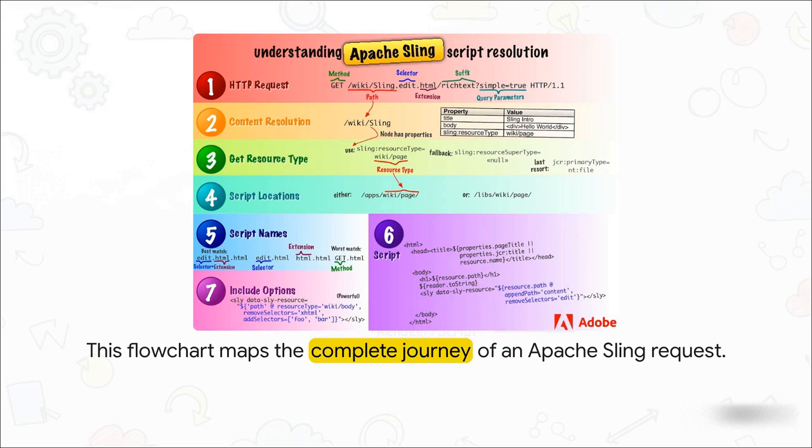This flowchart right here, this is basically our treasure map for today. It shows the entire end-to-end journey. See that HTTP request coming in? It flows through finding the content, figuring out what type of content it is, locating the right script to draw it, and boom, out comes the final web page. We're going to walk through every single one of these steps.